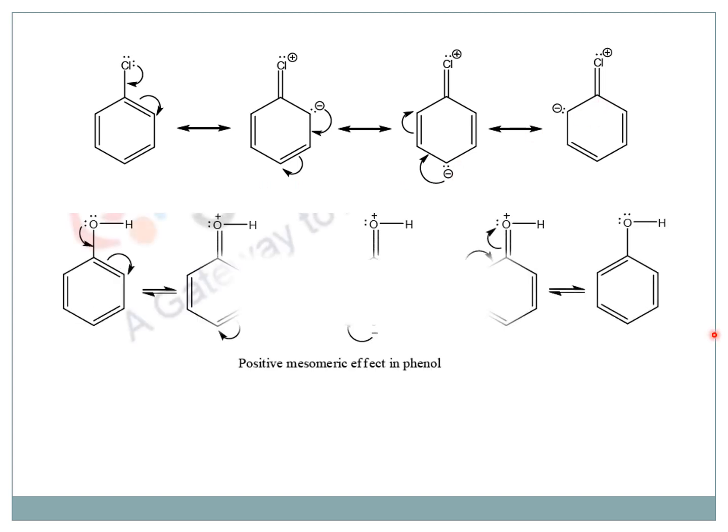So we can take another example of plus M or plus R effect with the hydroxyl group, phenol. So here also oxygen has lone pair electrons, it donates electrons towards the ring, and therefore oxygen acquires a positive charge, whereas the ring carbon acquires a negative charge.